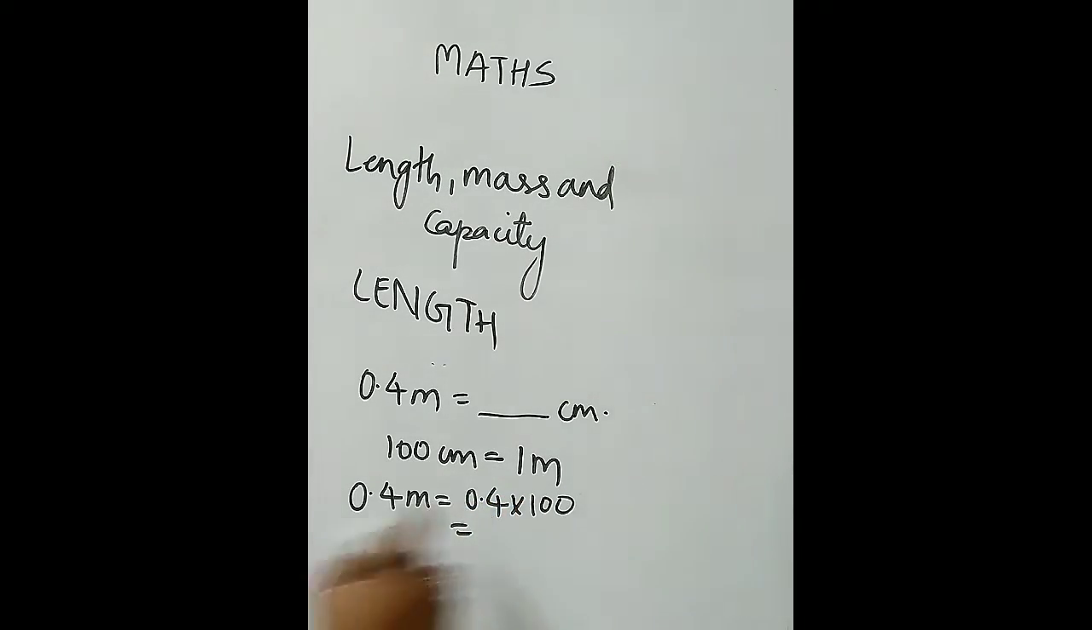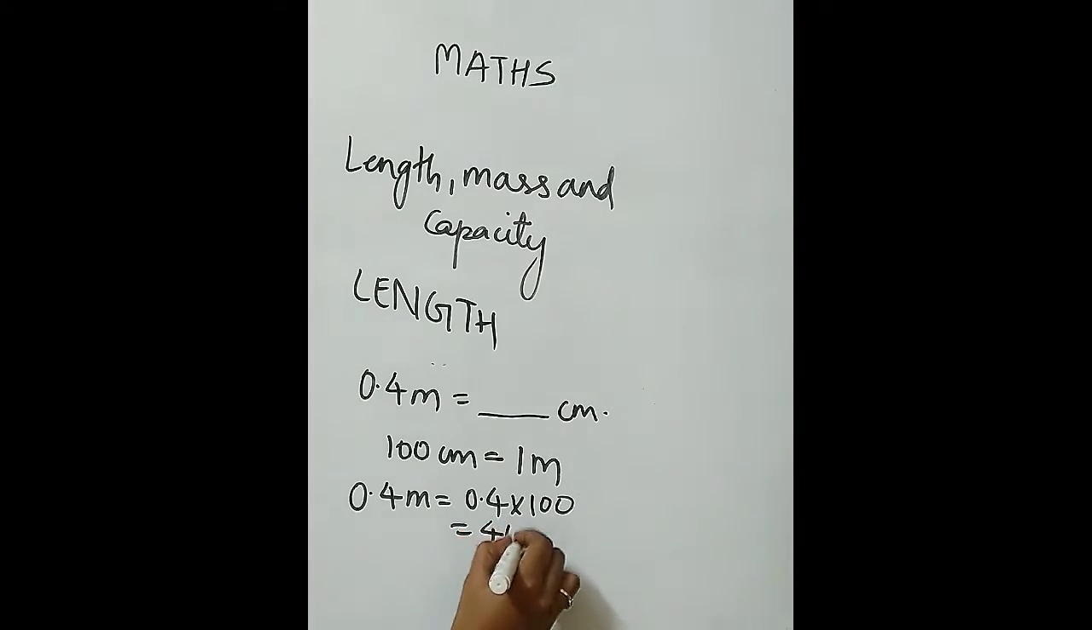Now we know decimal multiplication. Do you remember that we have done it in the lower standard? If you don't know about it, you can refer to my videos on division and multiplication. I will provide the link, students. Now 0.4 into 100 will be what? It will be 40. And you have to write the unit. Always remember, when you convert the unit, you have to write it. So it is 40 centimeter.